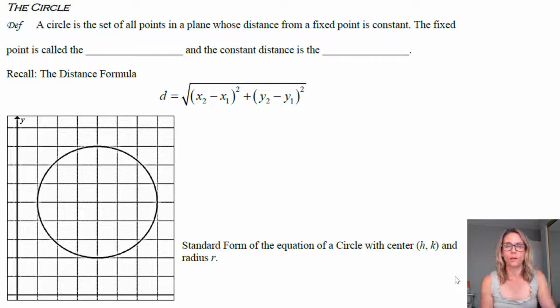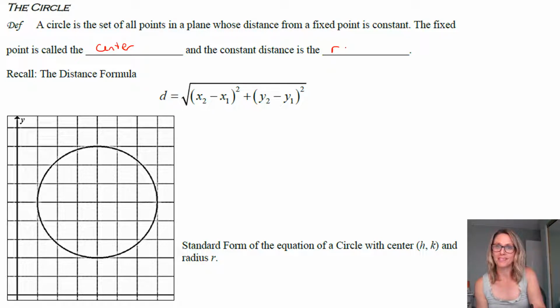The center is not a point on the circle. The fixed point, however, is called the center. It's not a point on the circle, but it's called the center. The constant distance, many of you know, once I say it probably, is the radius. So that is the same radius all around that fixed point, the center.